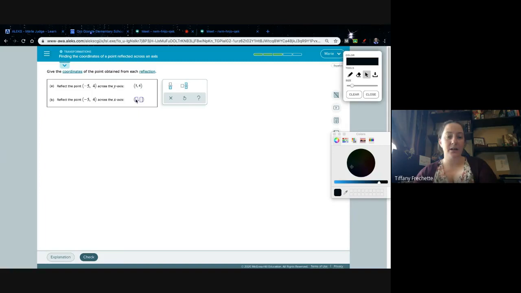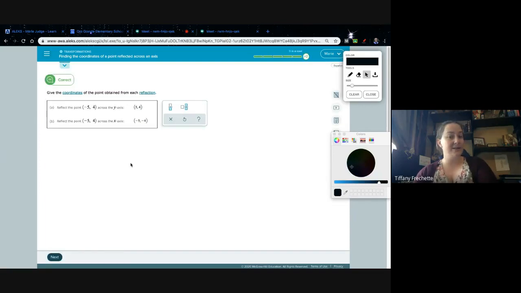All right, now I'm flipping over the x-axis. So x is going to stay -5. But y, or 4, is going to change to -4 because it's going to flip signs. All right, we did another one. Yay!